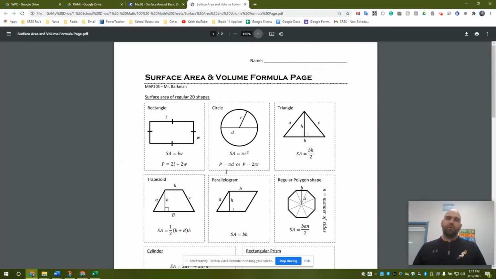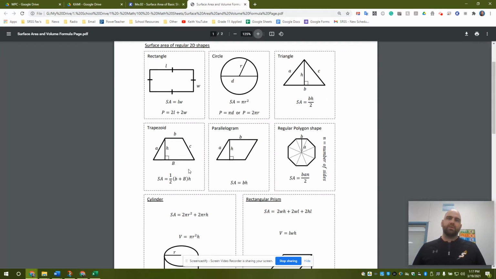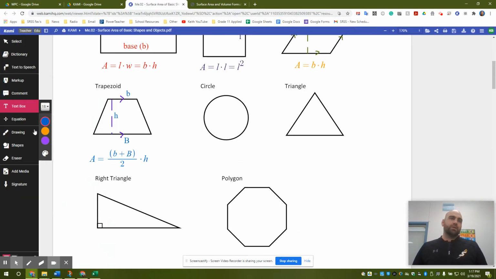Okay. On the formula page, you'll notice that I give a trapezoid as well. So you have the trapezoid. It looks a little different. It's multiplied by half. You can just divide those by 2 as well. It's the same thing. Circle.